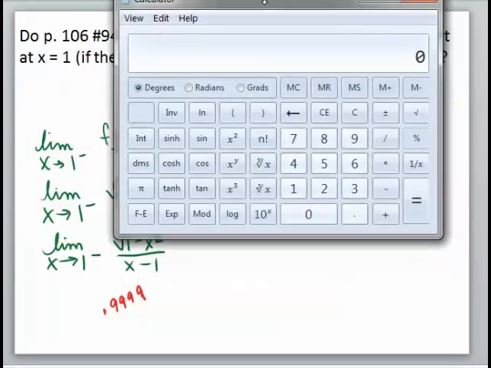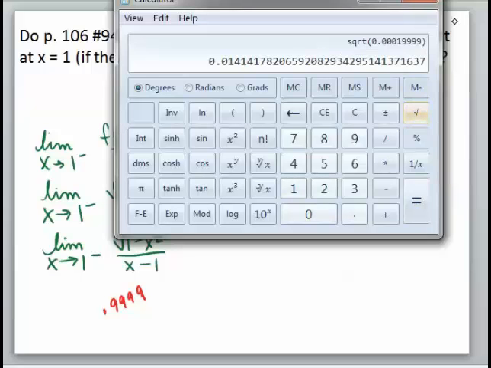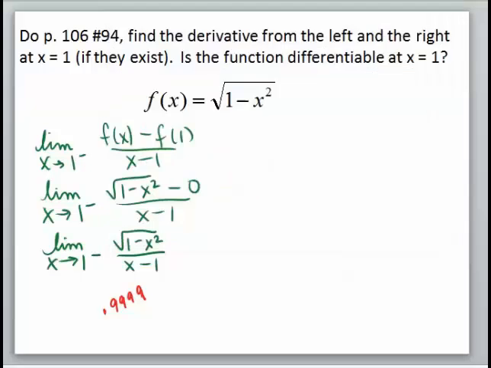So I'm going to put in the square root of 1 minus 0.9999 squared, so I'll put 0.9999 times 0.9999, and I want to take that away from 1, so I'll make this negative and add 1. Underneath my square root, then I have this number, and also I'll hit the square root. So I'll go ahead and write that down on my work here. It's 0.01414. So 0.01414 is what I got on the top.